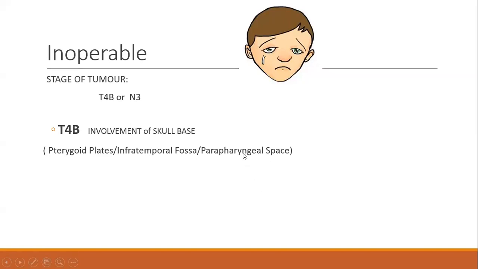That is why we do the CT scan. Or if the node is such that it is surrounding the carotid 360 degrees, obviously we will not be able to separate it from the carotid, so it becomes inoperable. Or if the mass in the neck is fixed to the prevertebral fascia, that means it is fixed to the prevertebral muscle, that is scalenus anterior, medius, posterior, or splenius muscle, then we will not be able to completely remove it with a good margin. So if you cannot remove the tumor with a 5 millimeter margin, then it is inoperable.